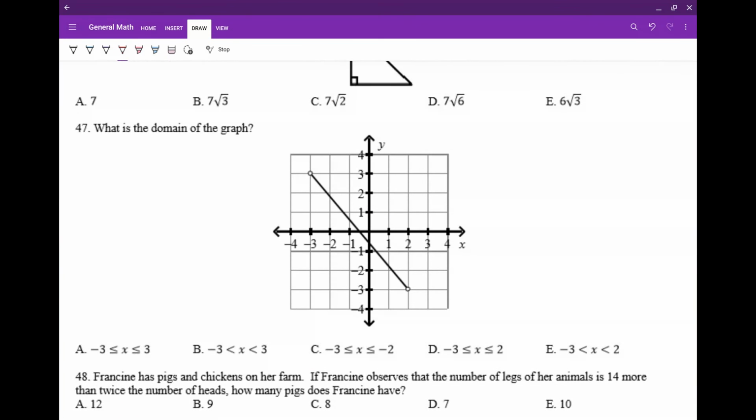So the domain is all the x values, all the possible x values of a function, or a graph. So in this graph, what are all the possible x values? Well, you start at -3 and you end at +2. Those are all the possible, anything in between that domain is going to be your x values.